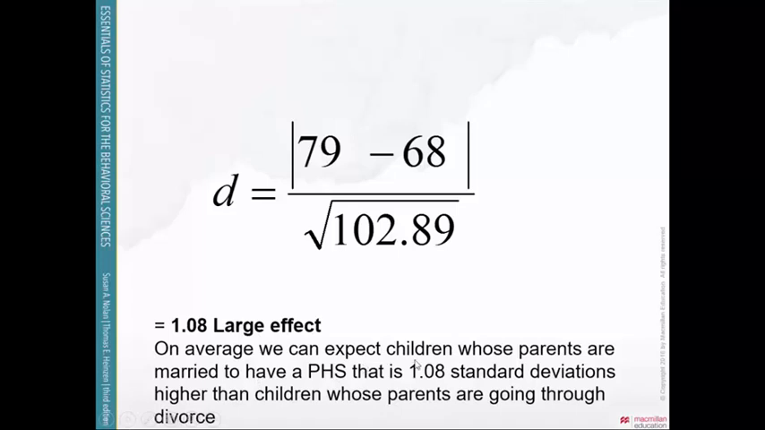On average, we can expect children whose parents are married to have a physical health score that is 1.08 standard deviations higher than children whose parents are going through divorce. So when we just do our significance test and we reject the null, all we're saying is there is an effect of parents' marital status on children's physical health scores. But when we add Cohen's d, we are now giving ourselves some information about the size of the effect.